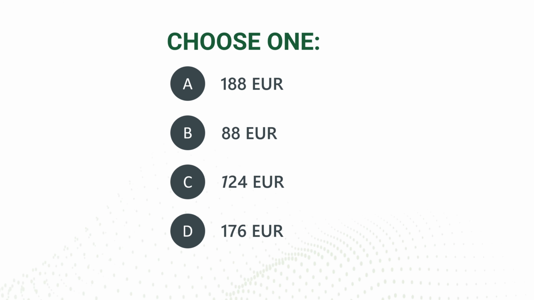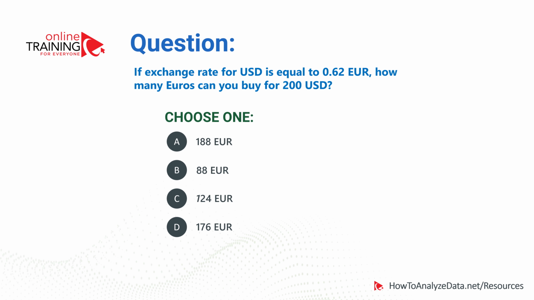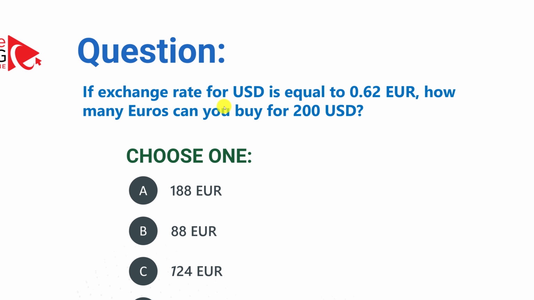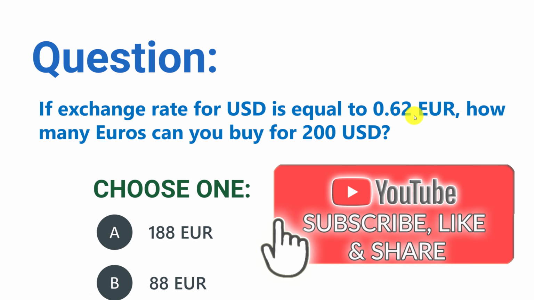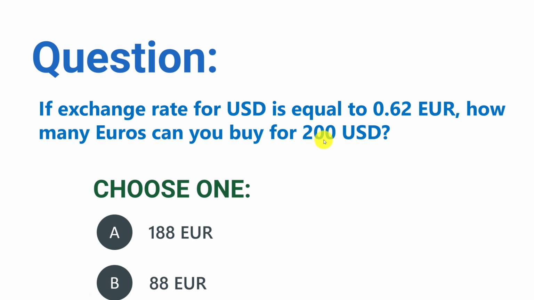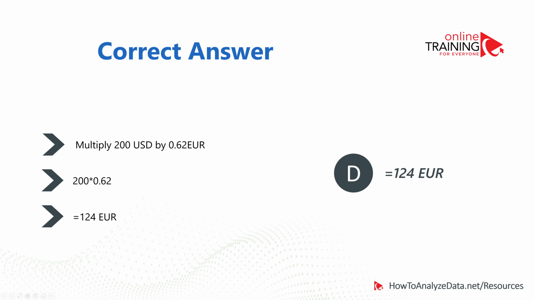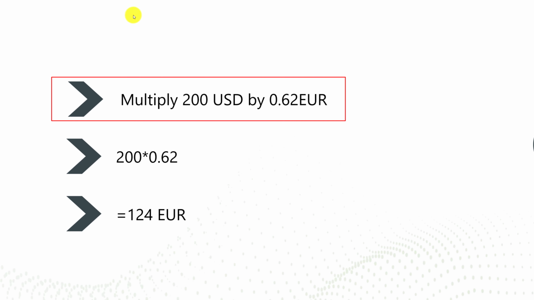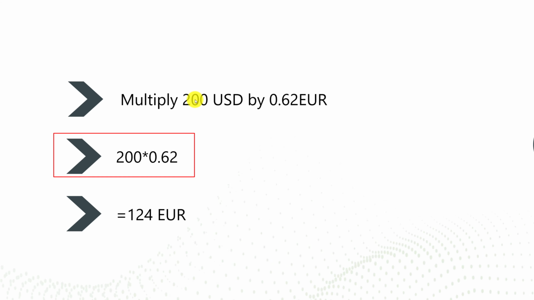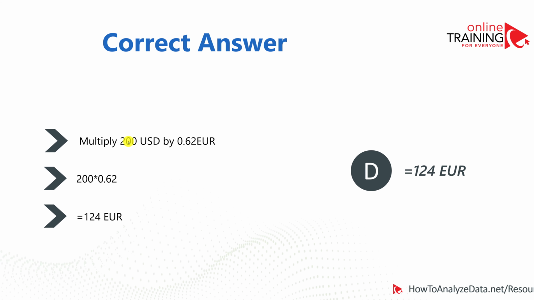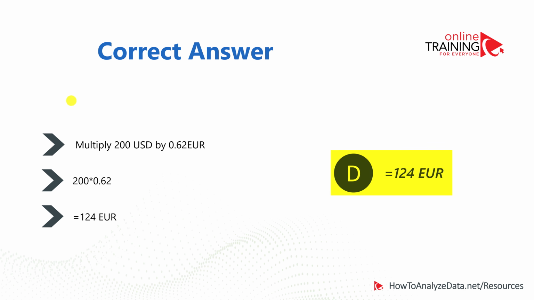A lot of times when answering this question, you may not have access to a calculator, so you may need to do the math in your head. The easiest way is to do it for $100. For $100, you'll be able to buy 62 euros. Then for $200, you'll be able to purchase double of that, which is 62 multiplied by 2, which equals 124. Let's recap. To answer this question, you need to multiply 200 by 0.62, which is an equivalent of 124. So choice C is the right answer. I'm pretty sure you nailed this question.